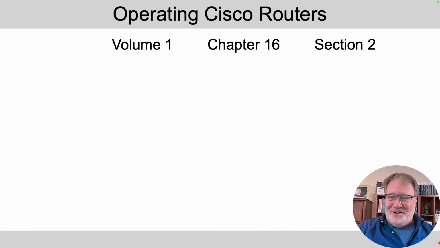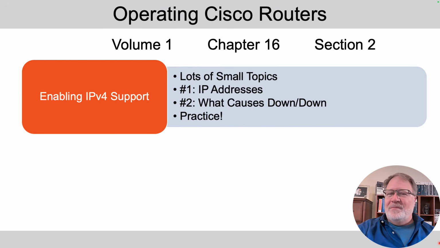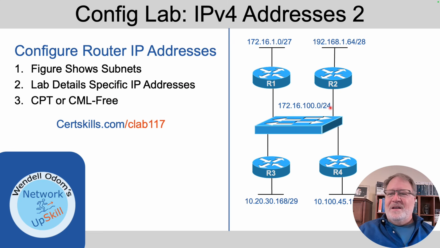So where do you go from here, study group? Well, we're here in the closing section in chapter 16. It's all about IP version 4. But granted, there are a lot of small topics in this video, right? So number one is how to configure those IP addresses. You should practice those in the upcoming lab. I'd say number two, out of what I've just talked with you about, is what causes those down-down interface states. Go through all the list of failure reasons. It all has to do with physical failures on the link.